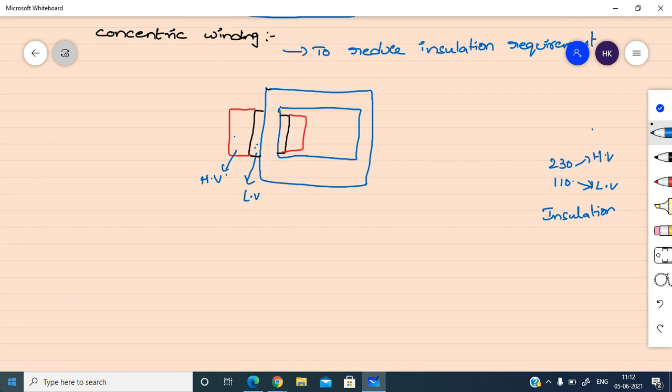We are using interleaved winding only. Interleaved means part of HV and LV. We are connecting both primary and secondary on this limb, and here also both primary and secondary on another limb. So again, first we will connect the LV winding to the core. Then on top of the LV winding, we will connect the HV winding to reduce the insulation requirement. And this type of winding is called concentric winding.